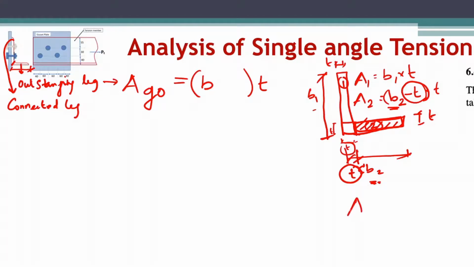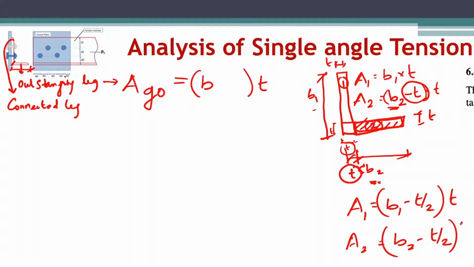So we write like this: A1 is (beta 1 minus T by 2) into thickness. A2 is equal to (beta 2 minus T by 2) into thickness. So instead of subtracting a full thickness in one width, we have subtracted half thickness in one width and half thickness in another width. So both are the same, and we are going to do it this way in our numerical.